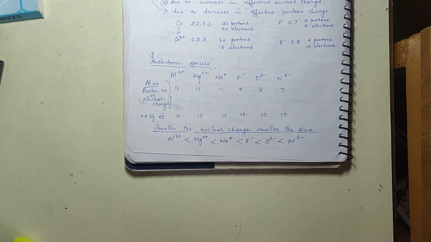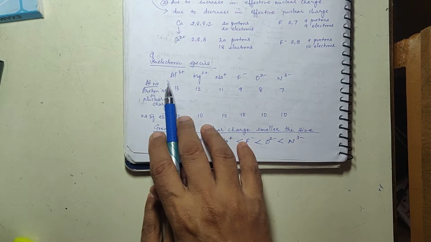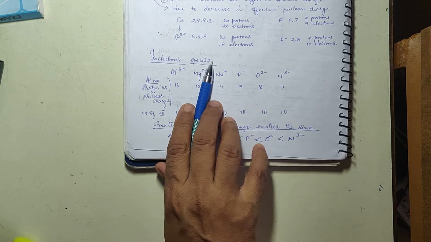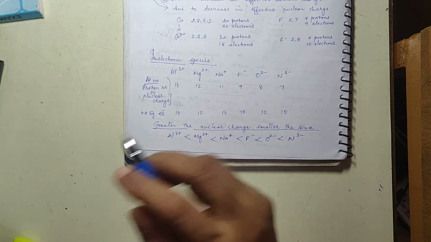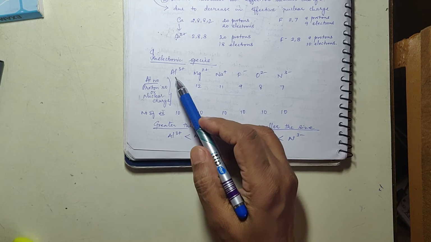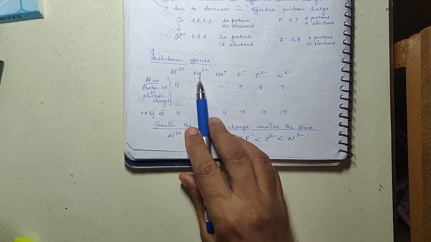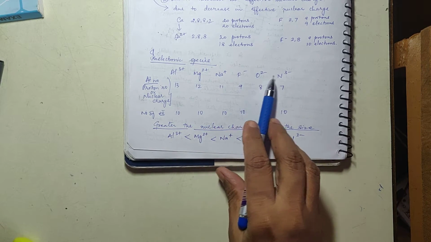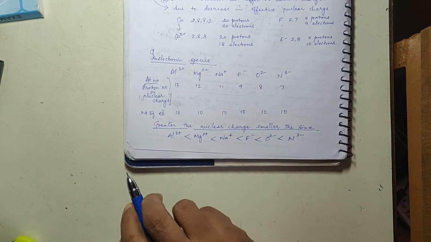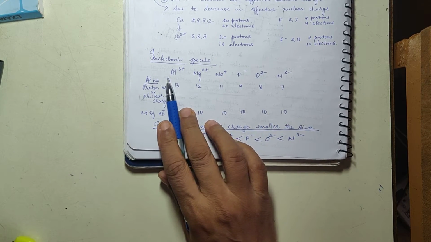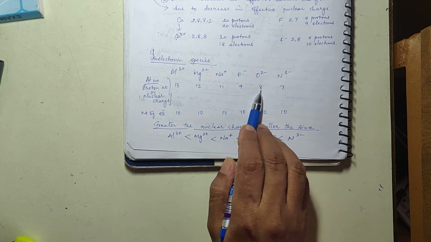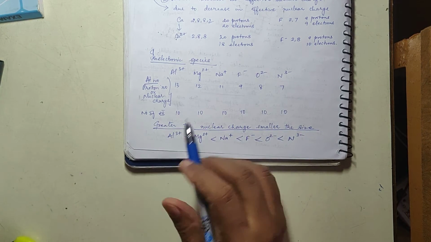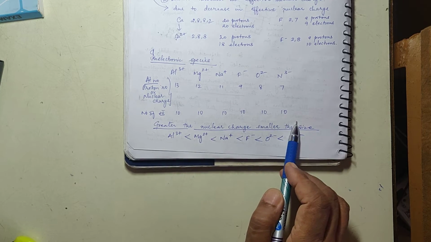Okay? Now let us see another topic called isoelectronic species. Now, if you consider Al3+, Mg2+, Na+, F-, O2- and N3-, what are their atomic numbers? The atomic numbers are 13, 12, 11, 9, 8, 7. This you already know. Now how many electrons does each of them have?